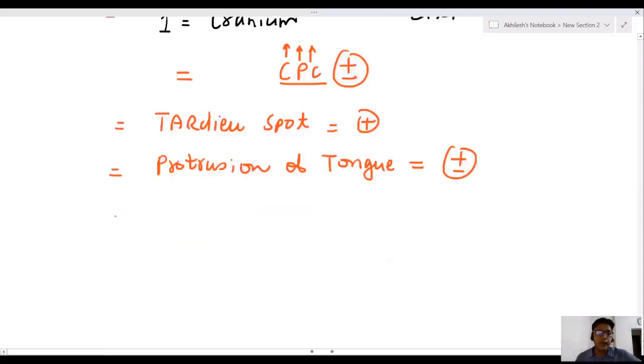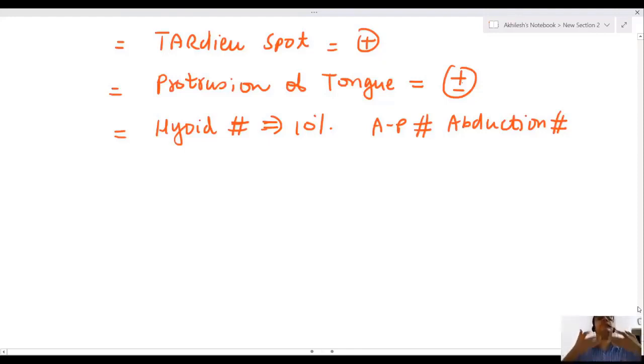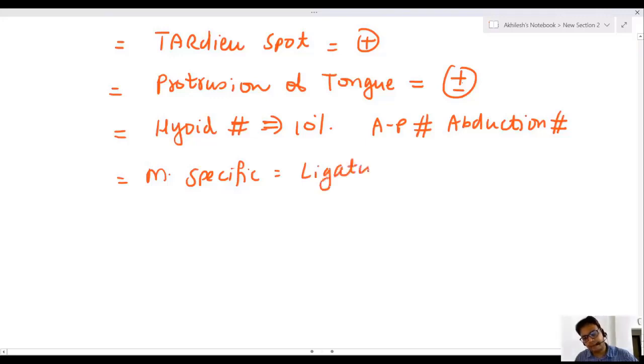Hyoid bone fracture occurs in only 10% of cases, not more than this. The pressure is generally anterior to posterior, so it is an antero-posterior fracture, or an abduction fracture.